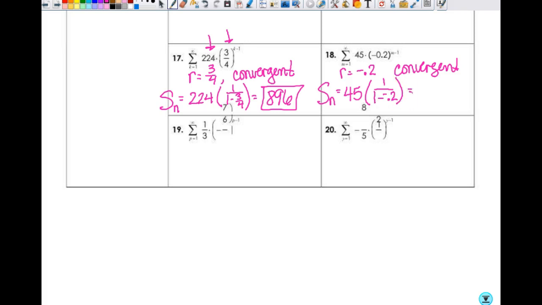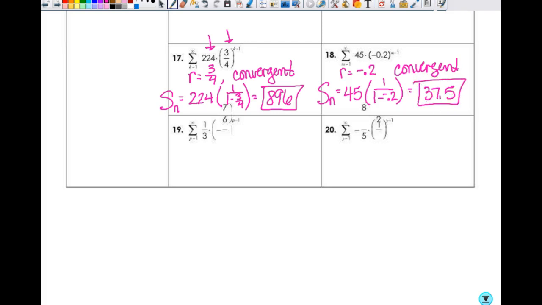Okay, so let me type that one in again to make sure my answer is right. Now I'm second guessing everything. 1 divided by 1 minus a negative 0.2. Okay, so I got 75 over 2 or 37.5. All right, are we good?